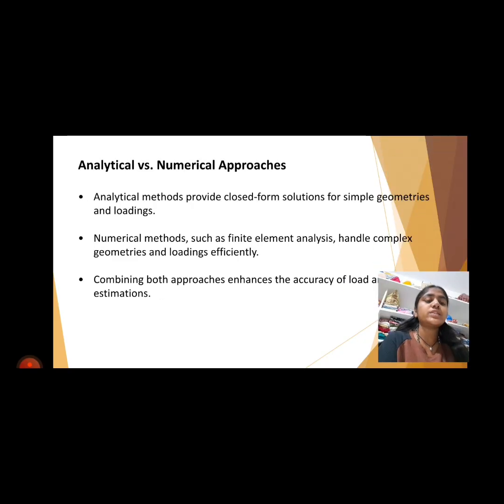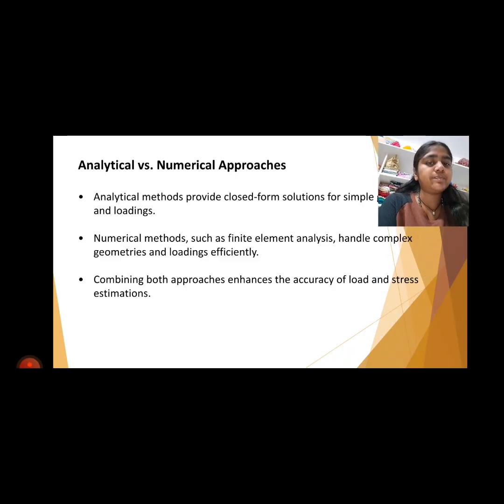Now, analytical versus numerical approach. Numerical integration like Gaussian quadrature is commonly used to evaluate load vector and stress integrals efficiently. The inclusion of the 2 pi r term in numerical integration is crucial for correct force and stress estimation. Analytical methods provide closed form solutions for simple geometries and loadings. Numerical methods such as finite element analysis handle complex geometries and loading efficiently. Combining both approaches enhances the accuracy of load and stress estimations.